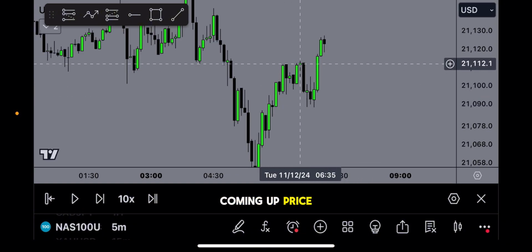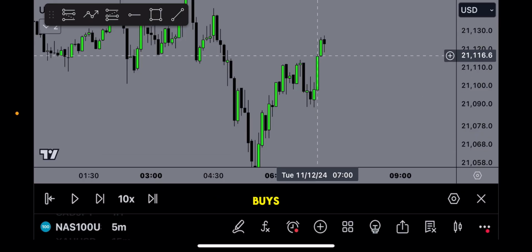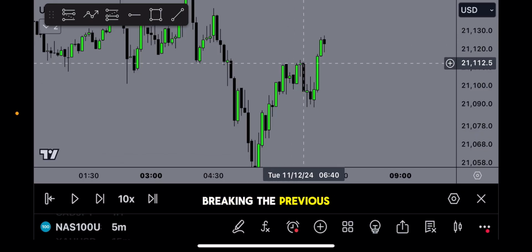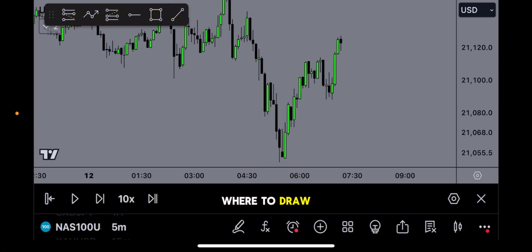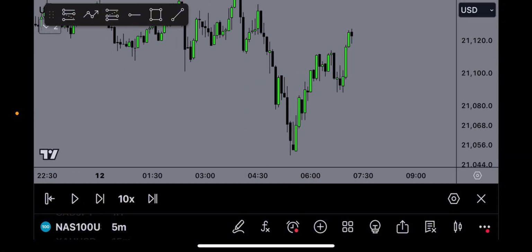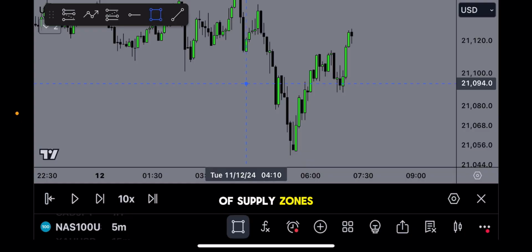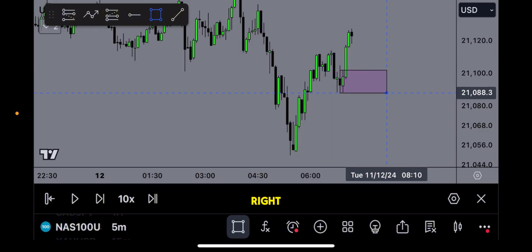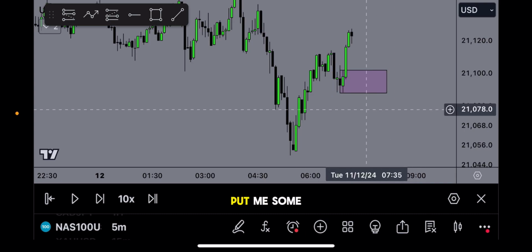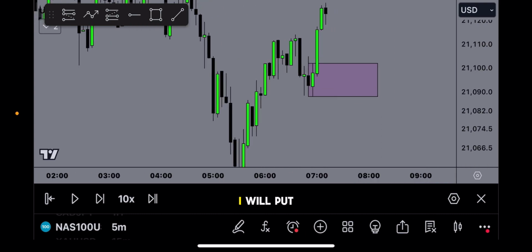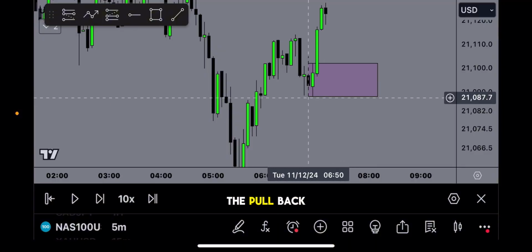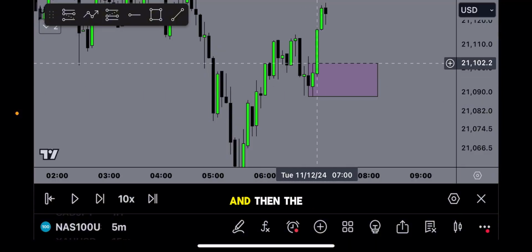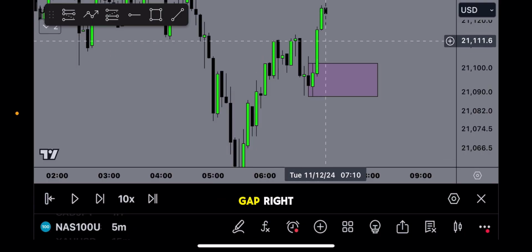So what do we see? We see price coming up, price came down, it pulled back. We see aggressive buys, price breaking structure, breaking the previous high. So how would I know where to draw my demand or supply zones? I normally will draw my demand and supply zones right where the gap started, on the big push that broke the recent high, right? Let me zoom in real quick. I will put the bottom of the zone at the pullback, at the bottom wicks of the pullback, and then the top of the zone right where the candle began the fair value gap, right?